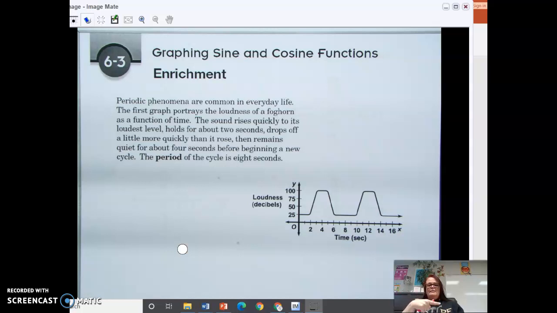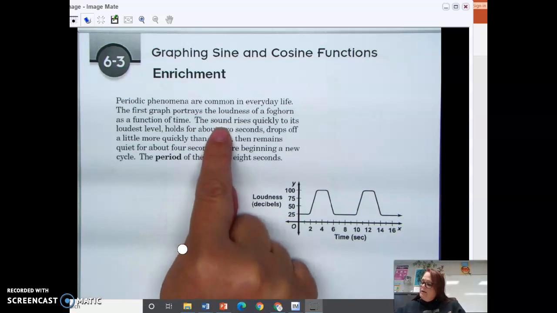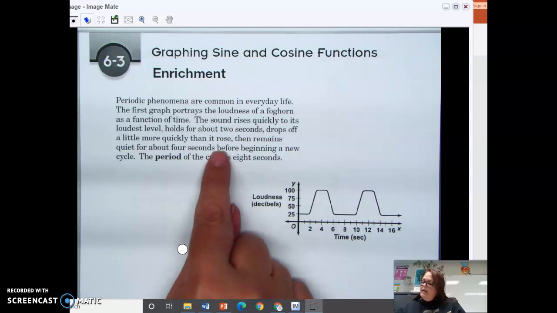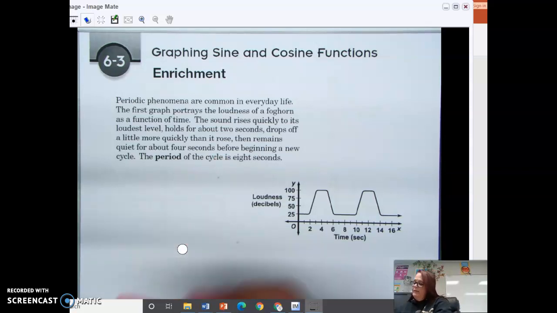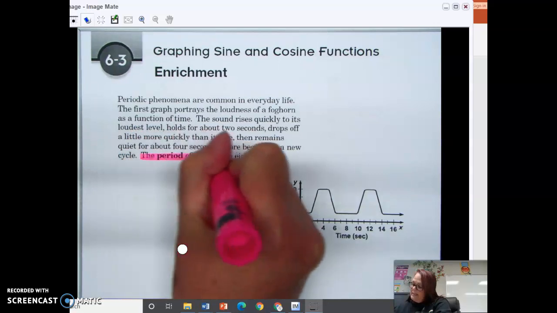And then it's going to raise as it points towards the boat, and so on and so forth. So like it says, the sound rises quickly to its loudest level, holds for about 2 seconds, and drops off a little more quickly than it rose. Then it remains quiet for 4 seconds before beginning a new cycle.